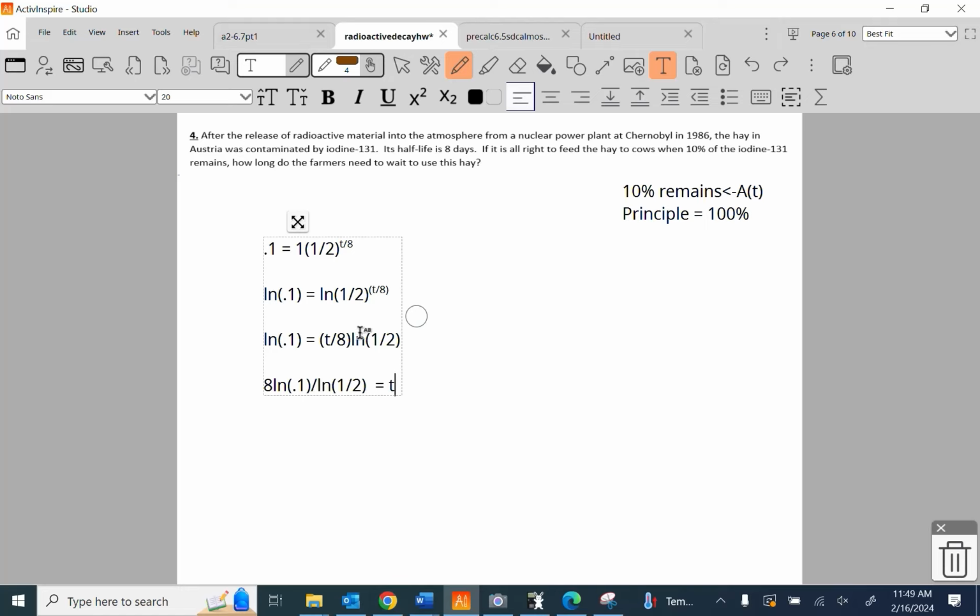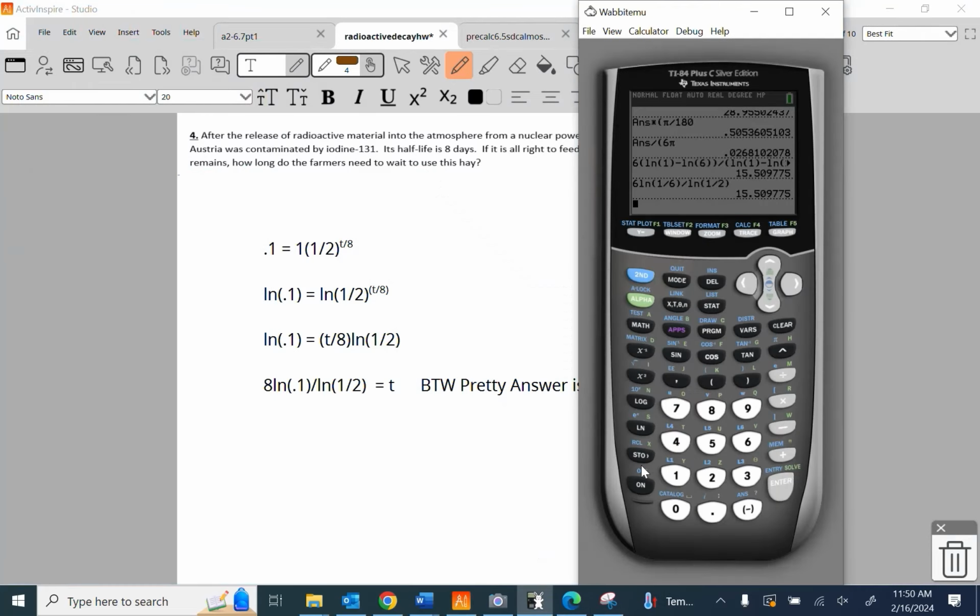That's my t. Now, by the way, the pretty answer is 8 parentheses natural log 1 minus natural log 10, all sitting pretty over natural log 1 minus natural log 2. You know, figure that out. How am I doing that?